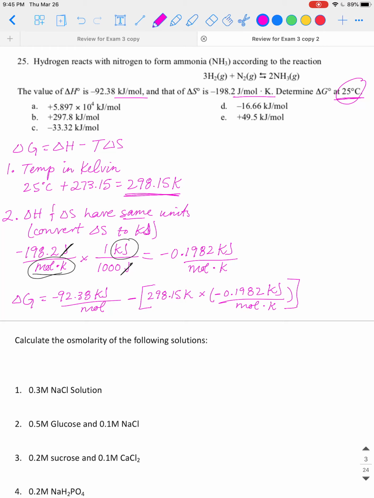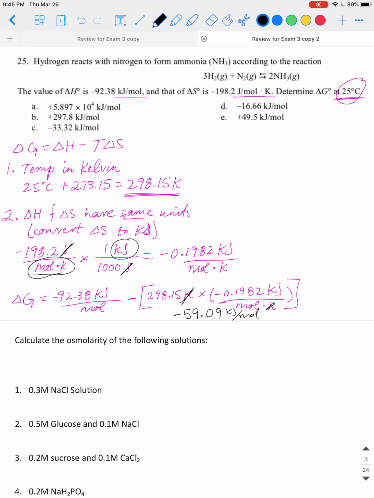Okay, now we need a calculator. I'm going to solve for everything inside the brackets first. So we do 298.15 times negative 0.1982, and you should get a value of negative 59.09. And what are the units? Well, Kelvin cancels, so it's kilojoules per mole.